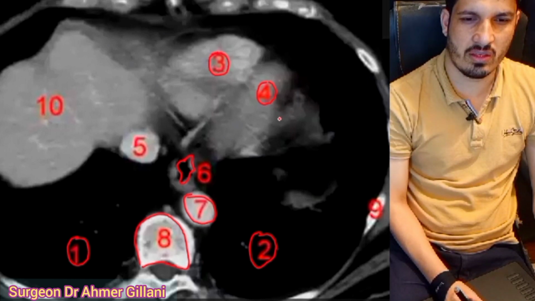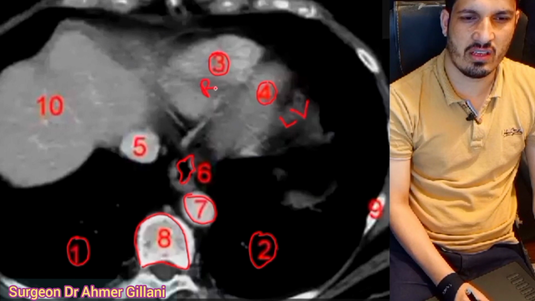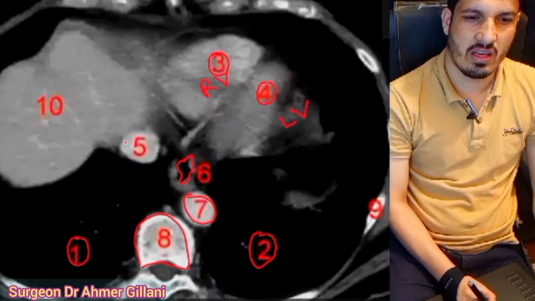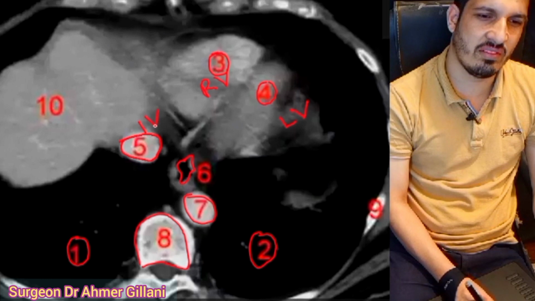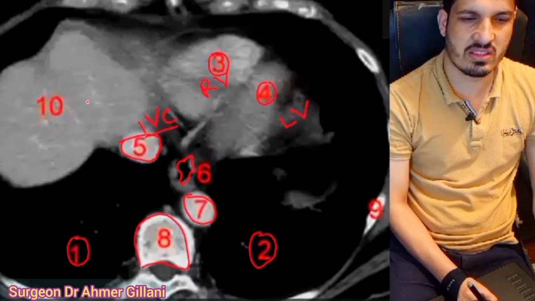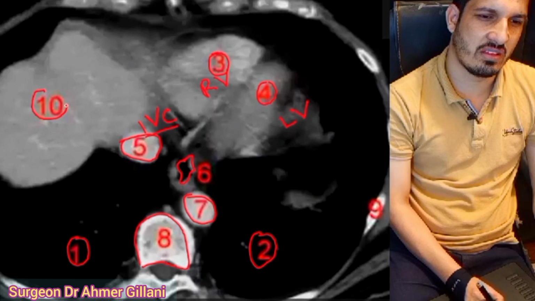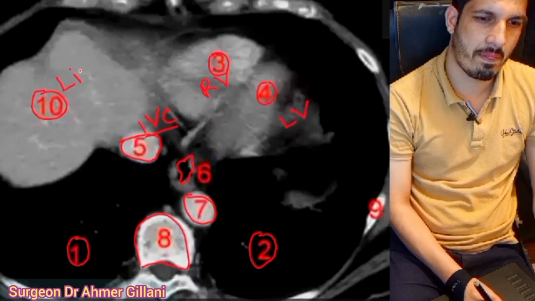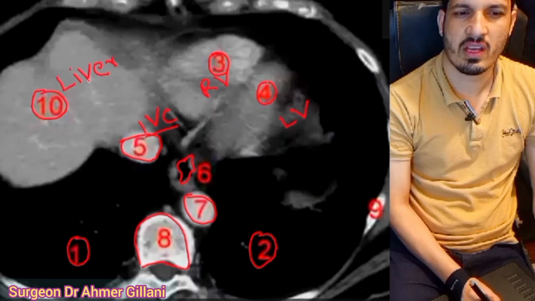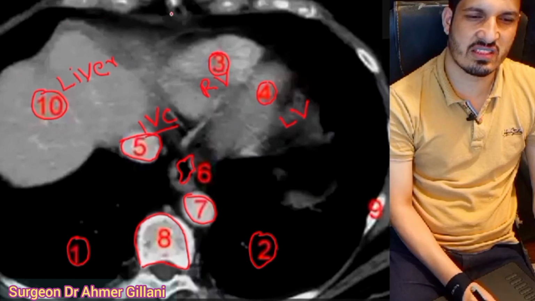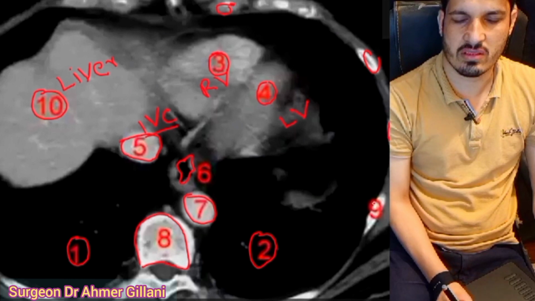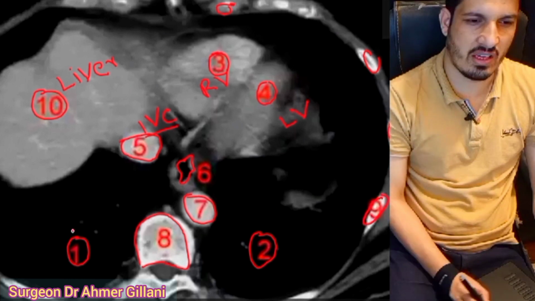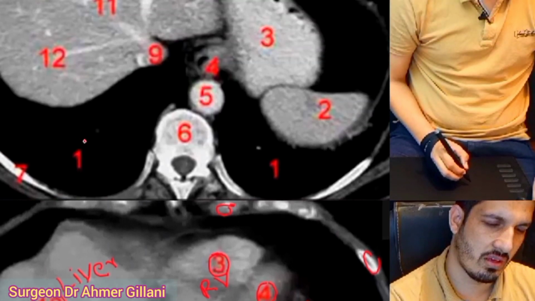Definitely 4 will be the left ventricle, 3 will be the right ventricle, and structure 5, again this is IVC like in the previous diagram, and 10, this is liver. Okay, and these structures, definitely they are ribs. Exactly I have marked with figure 9. Well, now we have moved to the next slide.